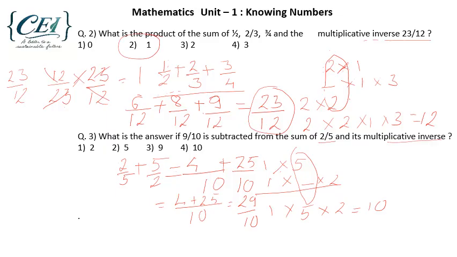Now, what is the answer if 9 by 10 is subtracted from this? So you have to subtract 9 upon 10 from 29 upon 10. If you subtract, the denominator is the same, so you write the common denominator. This is 29 minus 9, that is equal to 20 upon 10. 2 tens are 20. The answer is 2.